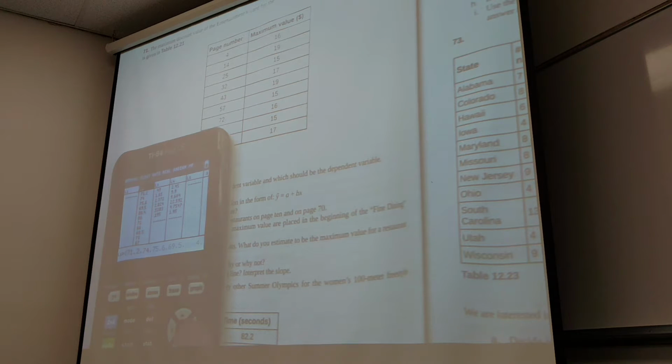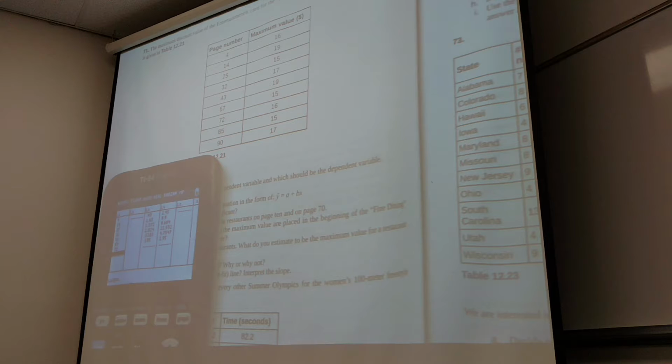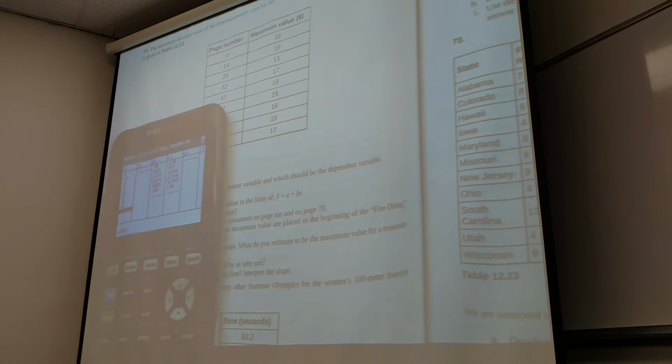The most exciting thing in the world to watch is somebody typing numbers in. So contain yourselves. I'm so excited. I just can't find it. I'm about to lose control.